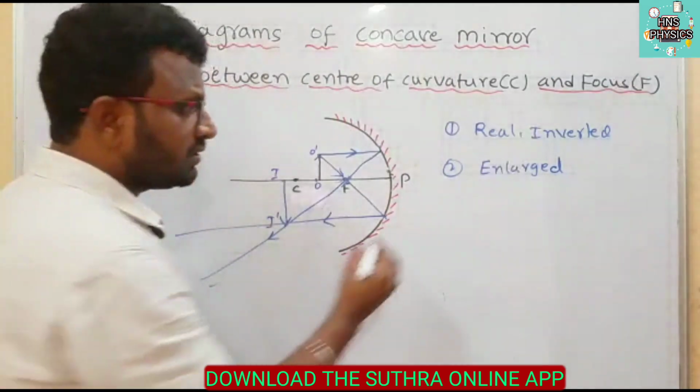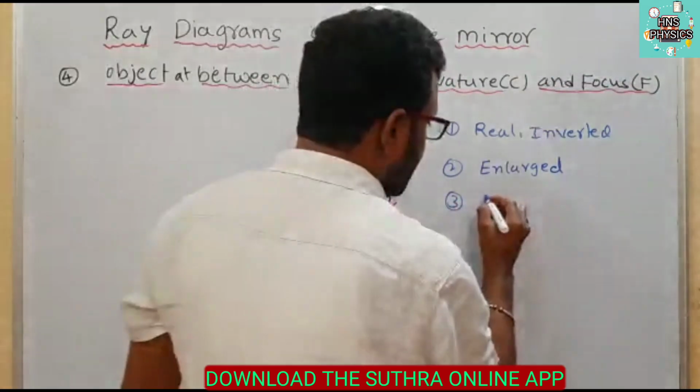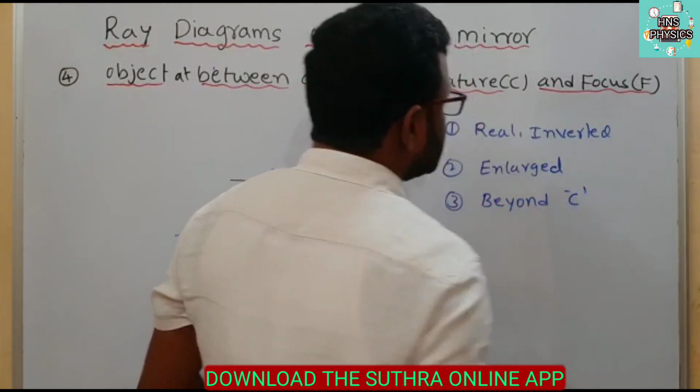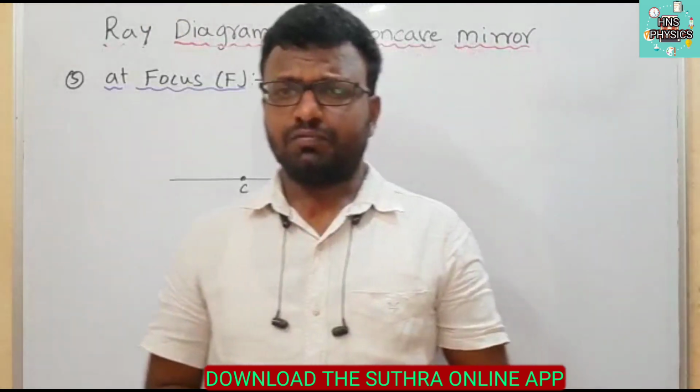Next, come to the third one, where the image is formed behind C. Image is formed behind C. So this is the fourth one. Right, come to the fifth one.